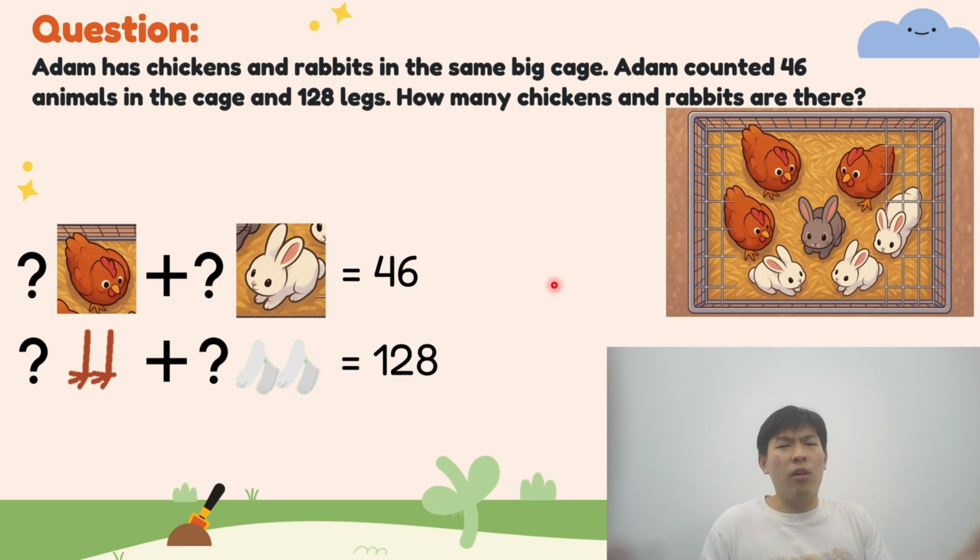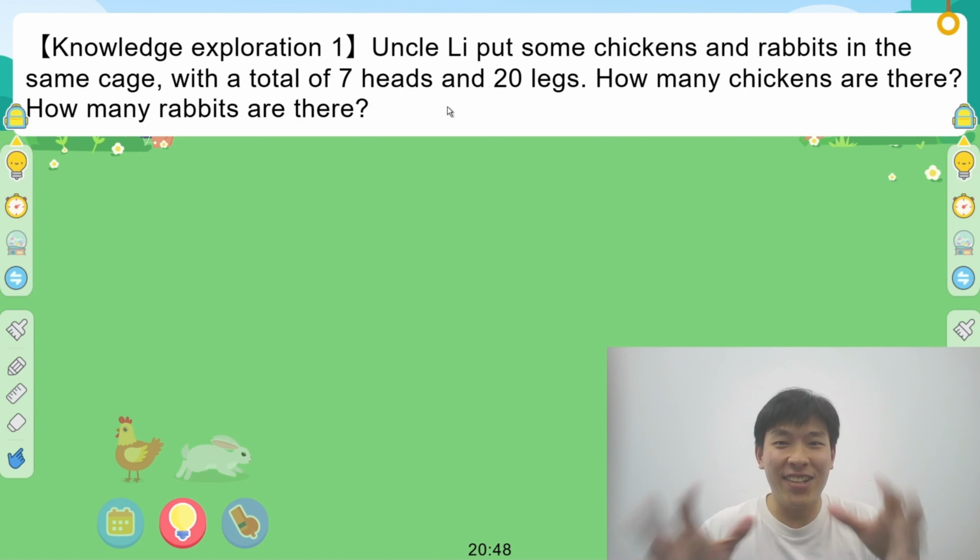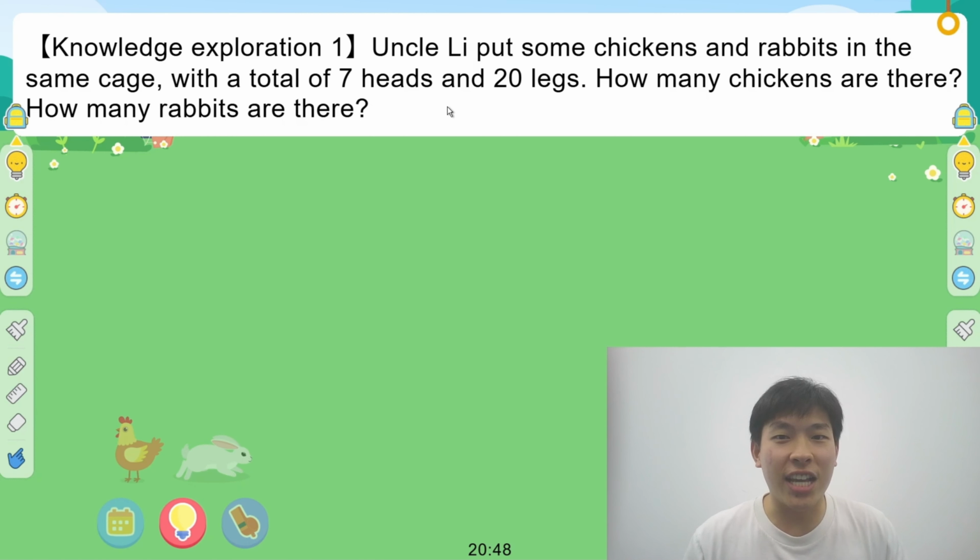So, how should we approach the problem? Well, the numbers here are so large. So, let's look at a small example. Uncle Lee put some chickens and rabbits in the same cage with a total of 7 heads and 20 legs. How many rabbits are there and how many chickens are there?